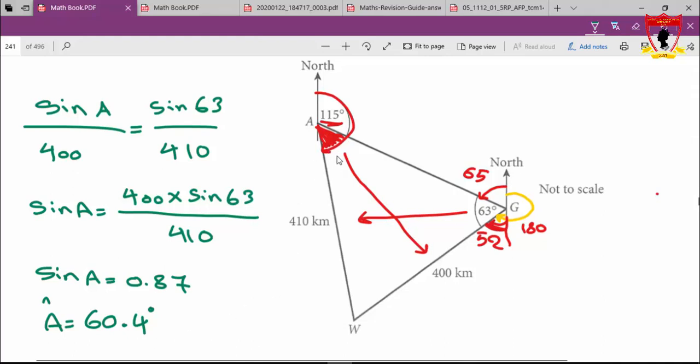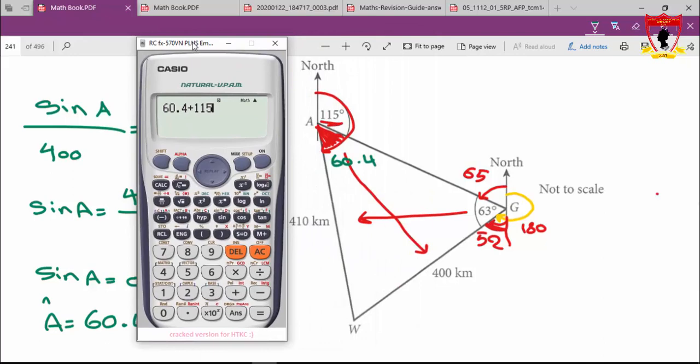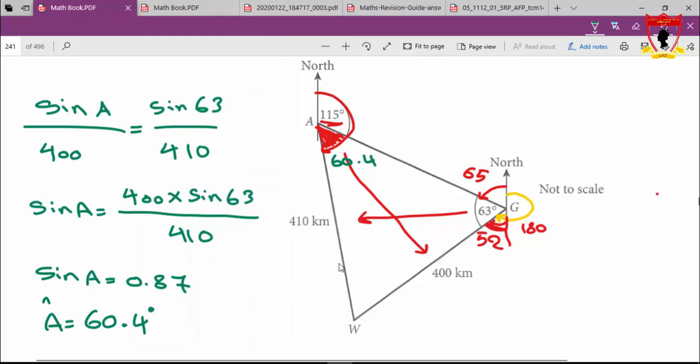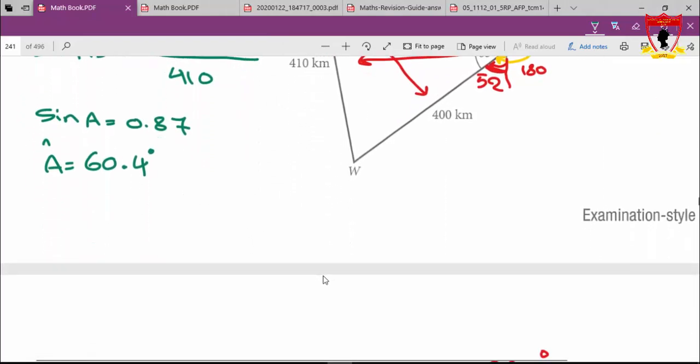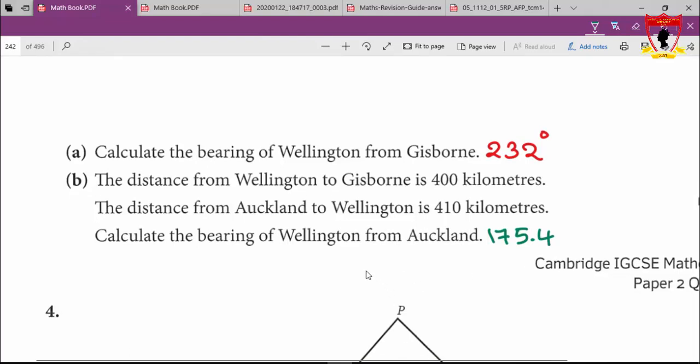Now this missing angle, we found it is 60.4. And we know this part. Now add these two angles together, it will be the bearing of W from A. Now 60.4 plus 115 that was given before, together they add up to 175.4. So the bearing of W from A is 175.4. Done.